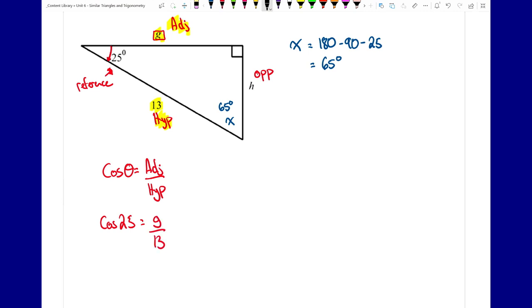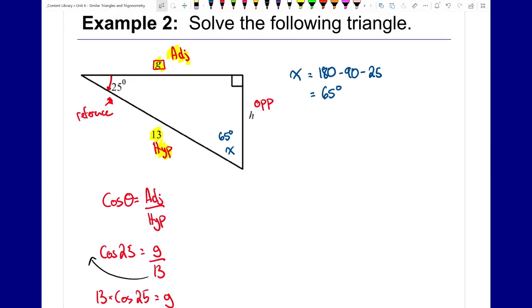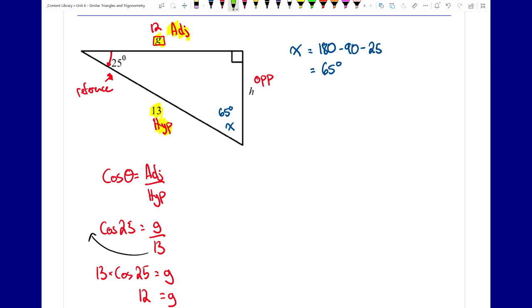Missing pieces on the top, sorry, so we bring the bottom up and we multiply. So 13 times cosine 25 equals G. 13 times cosine 25 is 11.78, or we'll round to 12. So this is a measure of 12. That leaves me with the only other missing side, which is H.